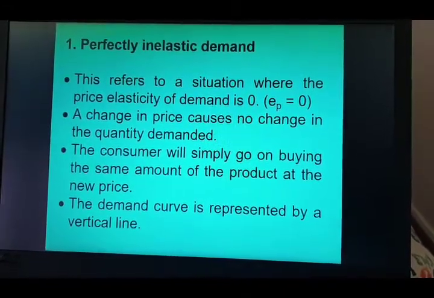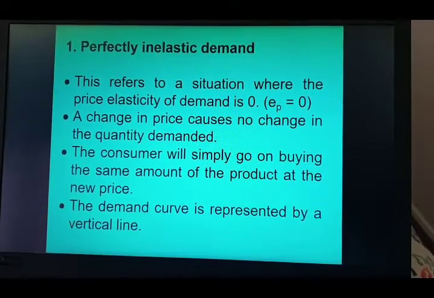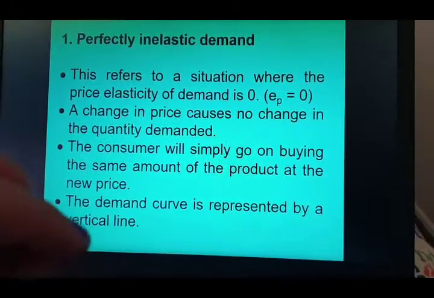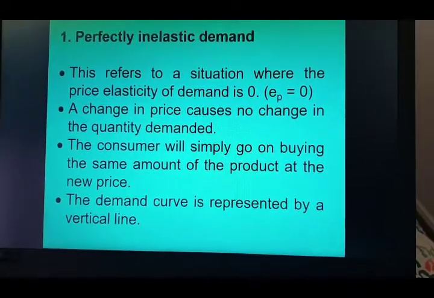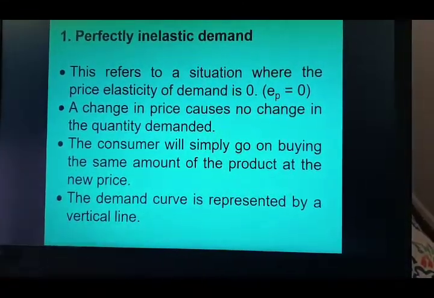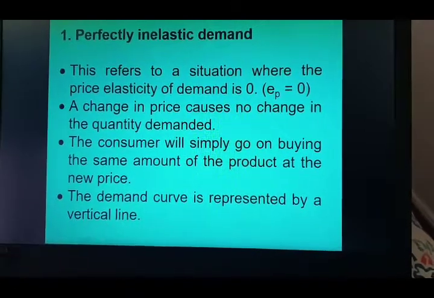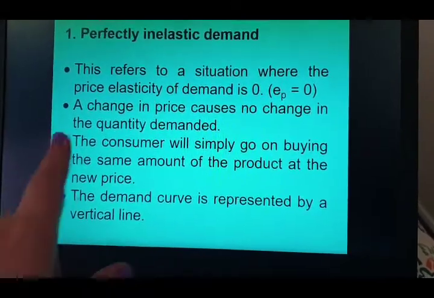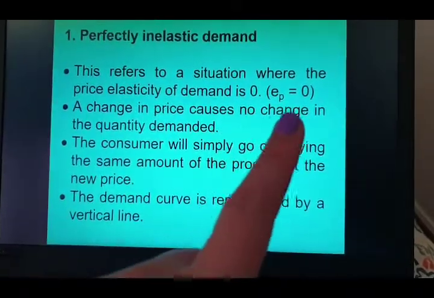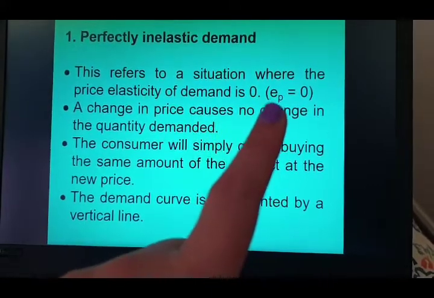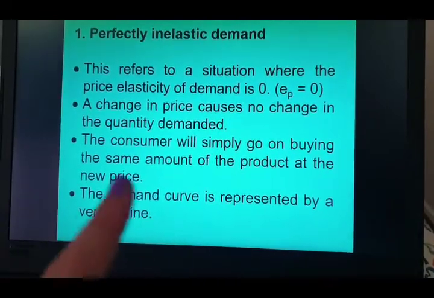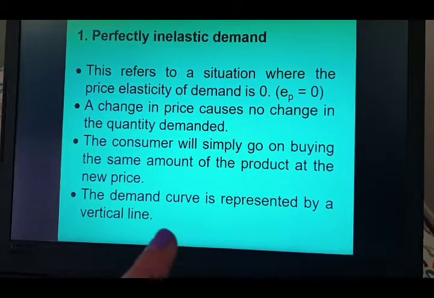Perfectly inelastic demand refers to a situation where the price elasticity of demand is 0. Now normally when you have to study this as an essay question, I always ask that you know at least 2 points from here and you know the graph that goes with this, because then it will give you enough marks for the main part of the essay. So you can say, for example, it refers to a situation where price elasticity of demand is 0, and then you can use as another fact EP, the price elasticity, equals 0. A change in the price causes no change in the quantity demanded.